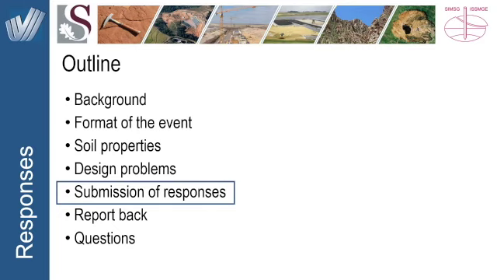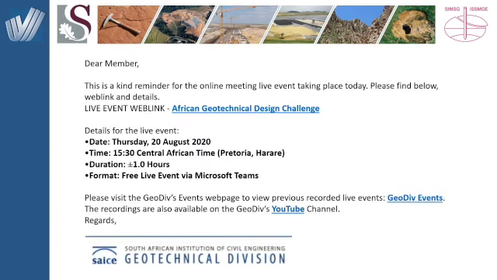The submission of the responses will be completed through Google Forms that are available to download on our website. A link will also be forwarded to all the attendees, or everyone who RSVP'd for this event. We will send a link out by tomorrow to the website and to where the information is. On that link, you will find information on the soil properties, as well as the survey, and, this is important, the Google Forms, which will be used to complete the survey.